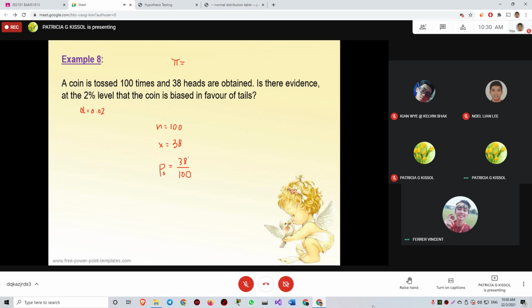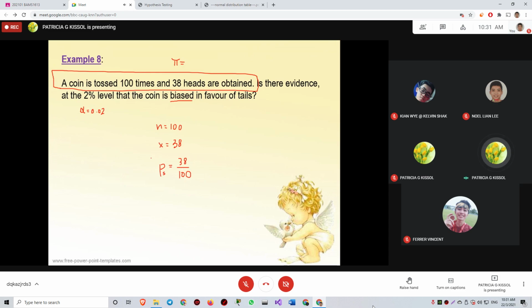Pi, meaning like the number pi, 3.14? No, it's the population proportion. Because in this question it's about the coin. Now think about it. A coin, here it says it's biased in favor of tails. But look at the first sentence. It's about the heads from 100 times you throw.